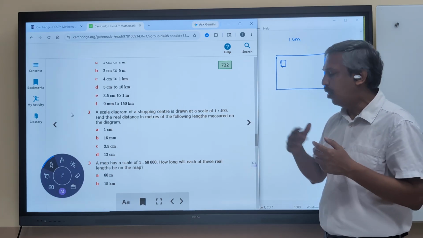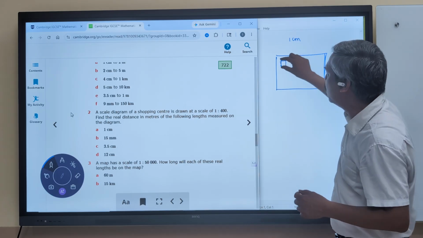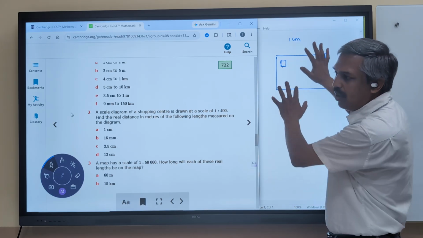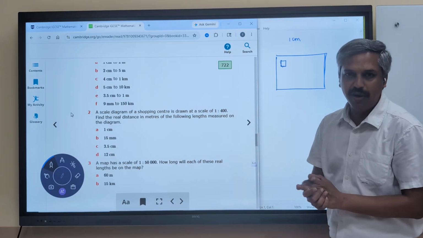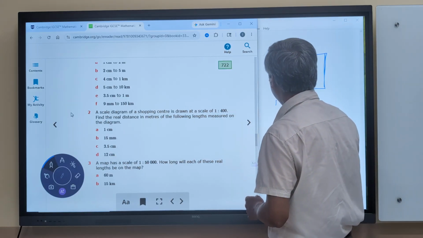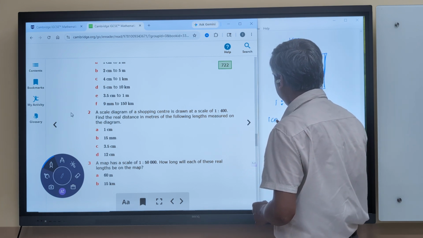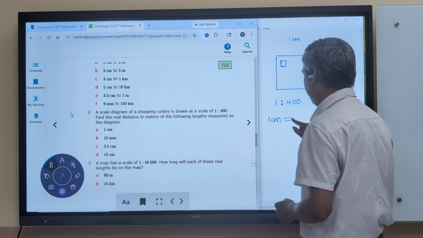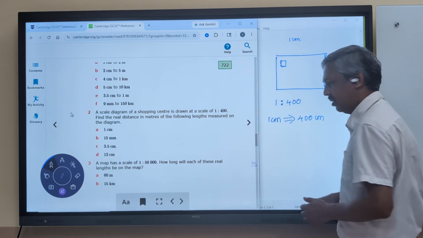We are asked to find out what will be the effective size of this cubicle if this is 1 centimeter by 1 centimeter on the plan that we are doing. So how do we do this? The scale is 1:400. So what is 1 centimeter on the diagram will be equal to 400 centimeter in the real.